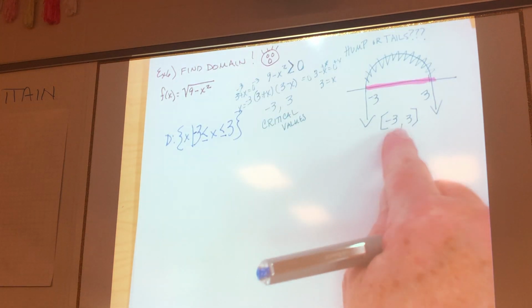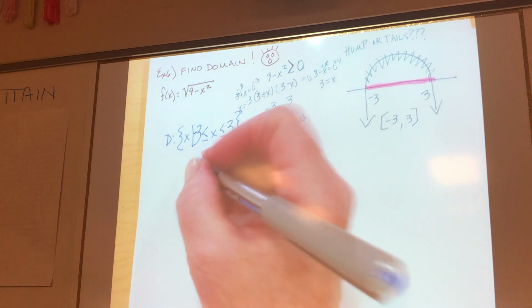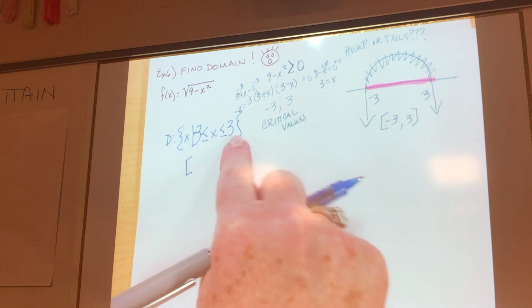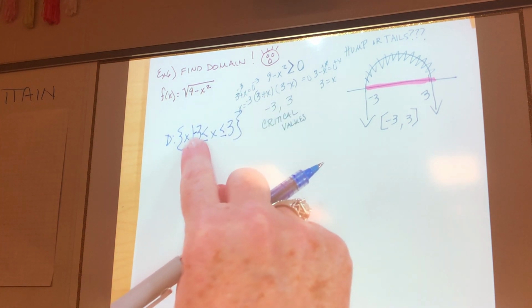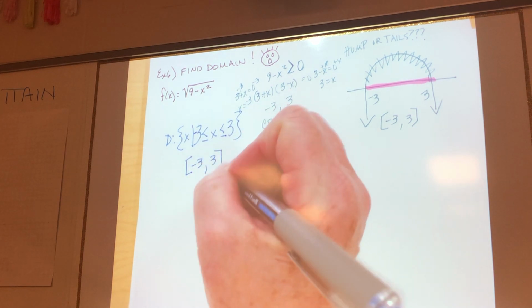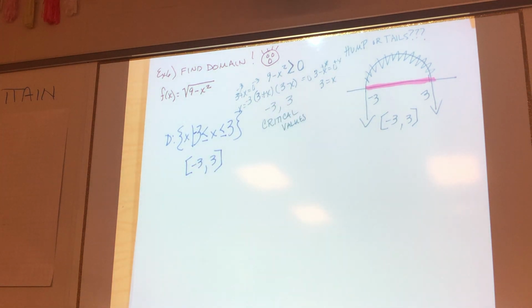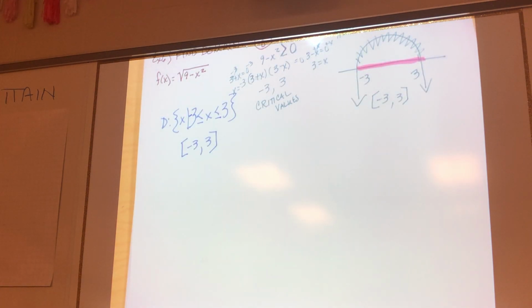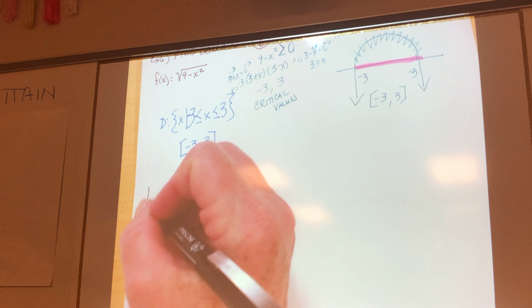This is interval notation. If you write it this way, your interval notation is from -3 to +3. Everybody all right? Do you remember maybe a little bit of that? Okay, so here's the next one.